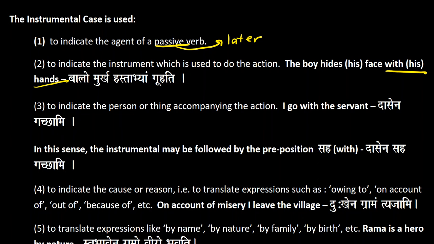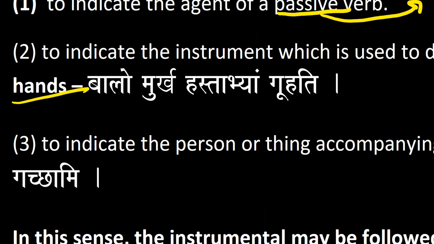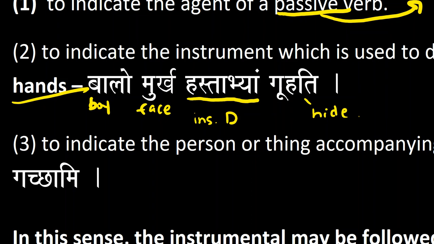And the Sanskrit sentence for that is Balo Murkha Hastabhyam Guhati. Balo is boy. It was originally Baalaha, but because the visarga was preceded by a and followed by a soft consonant, it became Balo. Then we have Murkha, which is face. Hastabhyam is with his hands. Hastabhyam is instrumental, dual. And Guhati is to hide. So the boy hides his face with his hands.